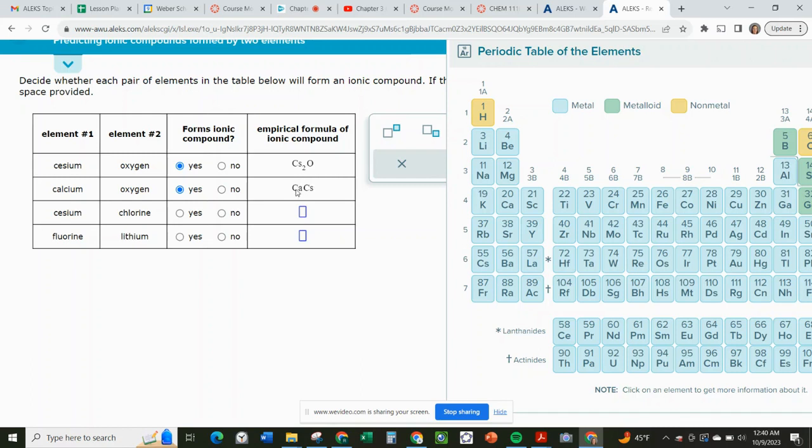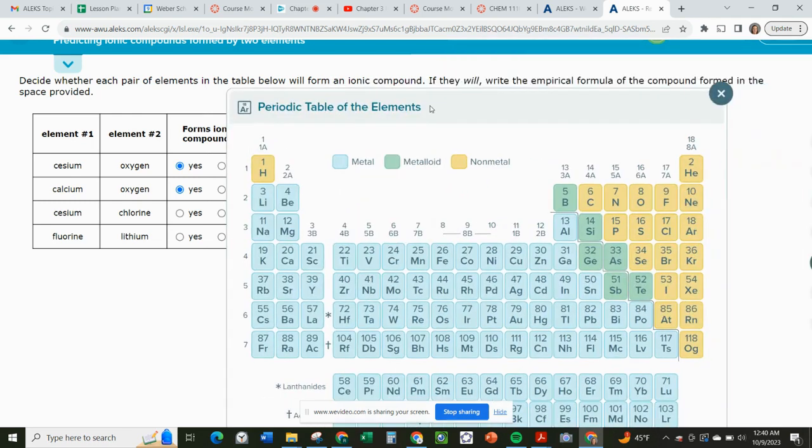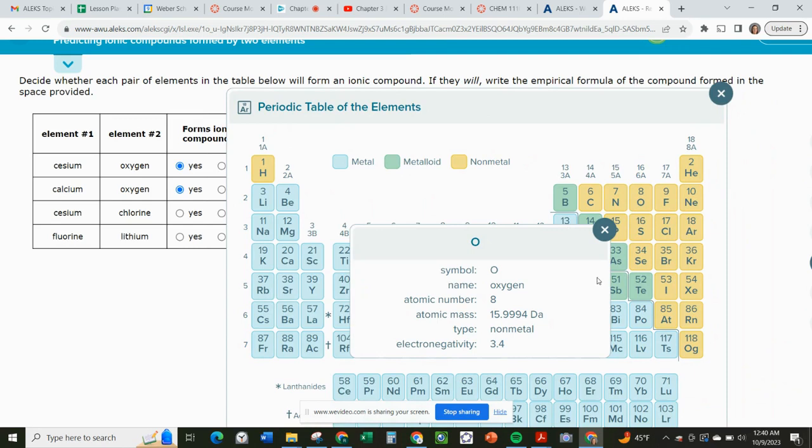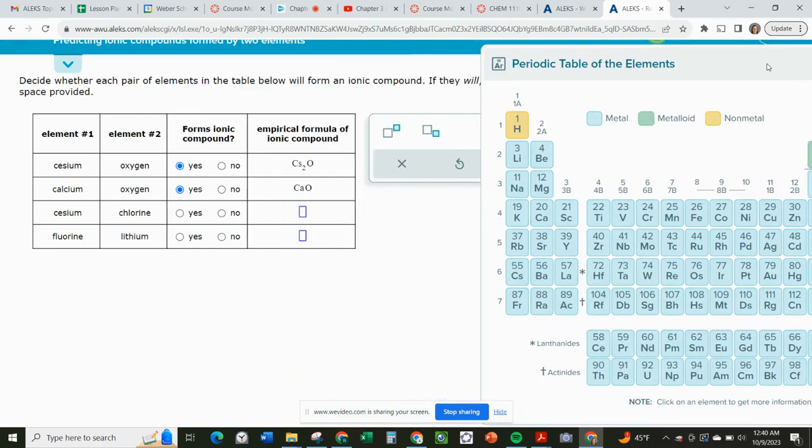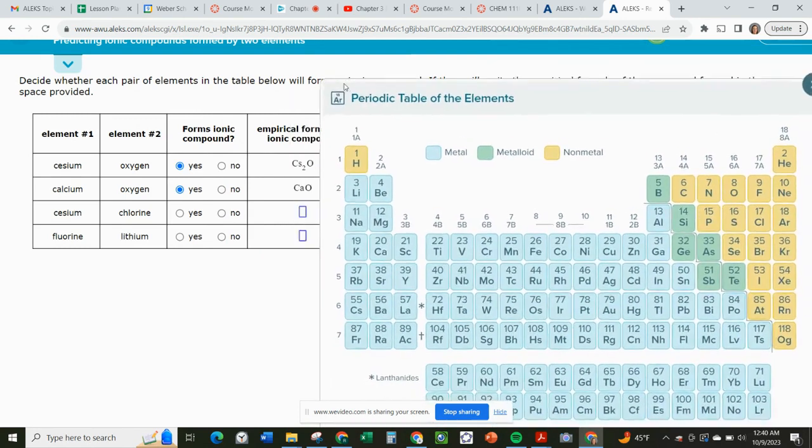Don't write 1s as subscripts. So this is telling me that for every 1 calcium, I need 1 oxygen. And that makes sense because calcium has a 2 plus charge, oxygen has a 2 minus charge. Oh, oxygen. I don't know why I put cesium. That's embarrassing. Okay. Calcium has a 2 plus charge. Oxygen has a 2 minus charge. And so 2 plus, 2 minus, they charge balance. Okay, let's keep going. Let's look at the next one.